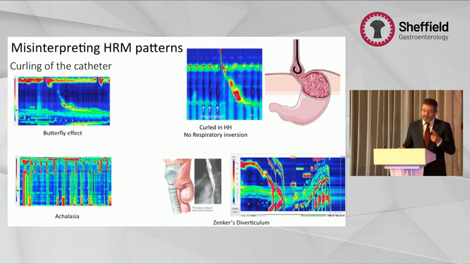And here is an interesting case that occurred only last week in our unit. This is a patient with curling of the catheter within a diverticulum. And you can see on the manometry the butterfly effect, which then goes away as the catheter is pulled back. And this can again be misinterpreted as other forms of pathology. The catheter was pulled back and then put back down, and we bypassed the diverticulum, and we saw the rest of the esophagus.